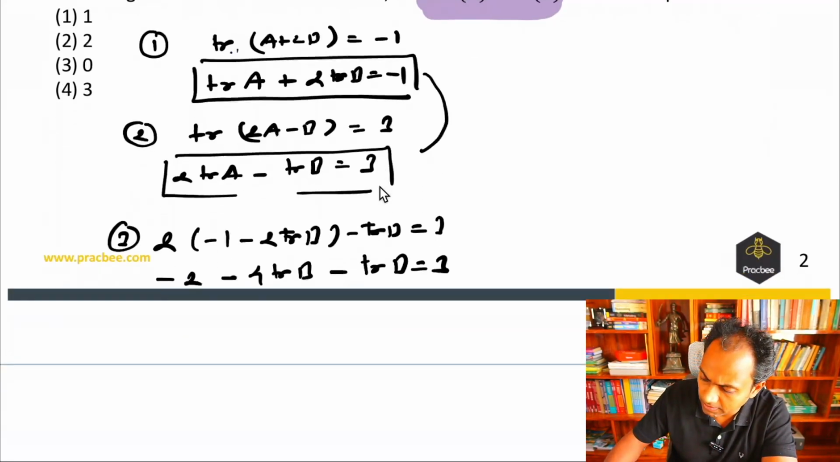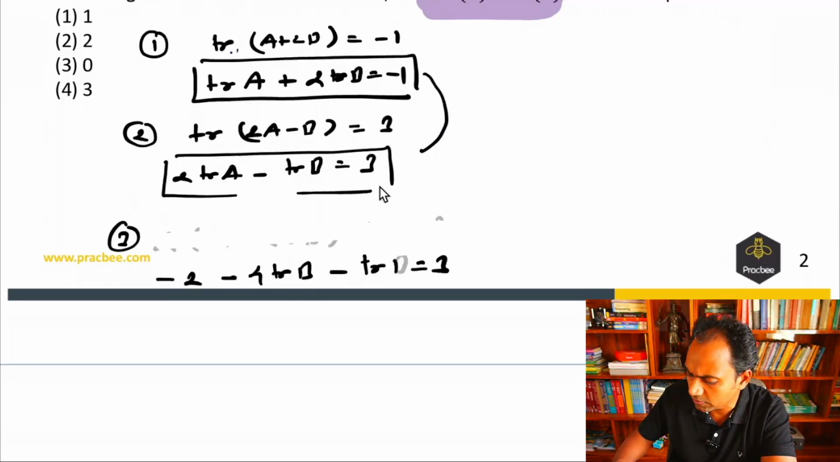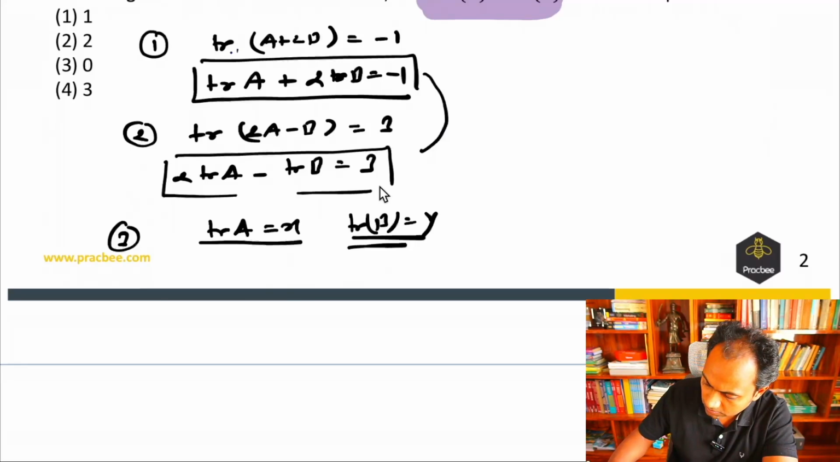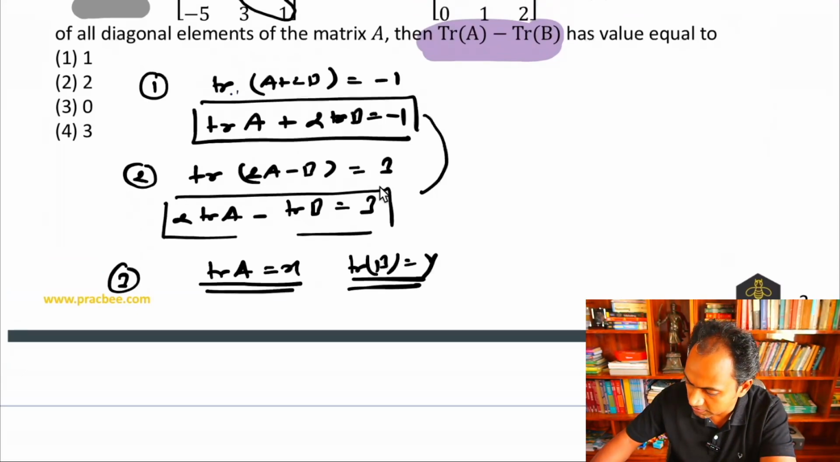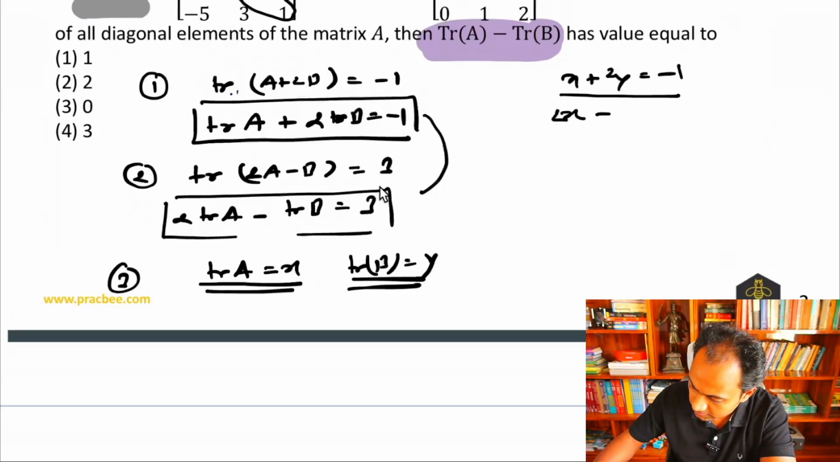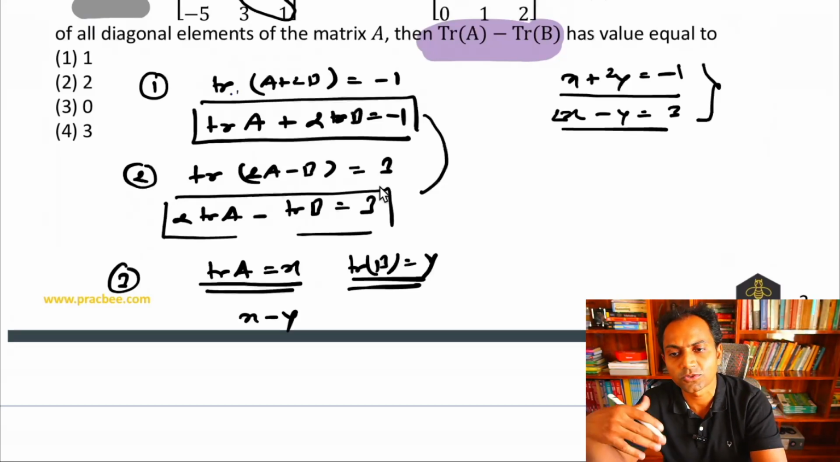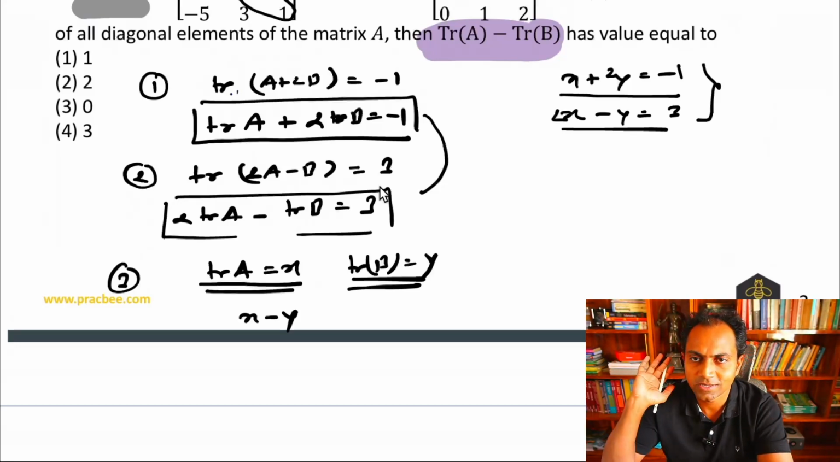In fact, an easier way of doing the similar calculation would be to just assume trace of A as x and trace of B as y. So this will simplify your idea. Now, if you take the first equation, what we have got is nothing but 2x plus 2y is equal to minus 1. From the second equation, what we have got is nothing but 2x minus y is equal to 3. And what they are asking is nothing but the value of x minus y. So we will simplify these equations, solve, get the value of x and y, substitute in the answer and get the final answer.